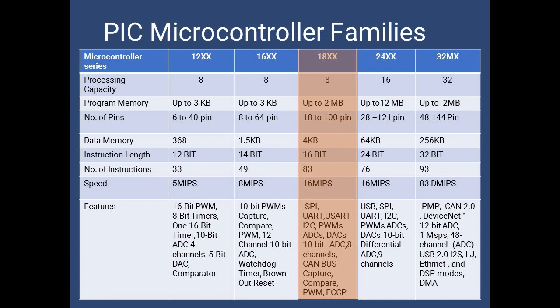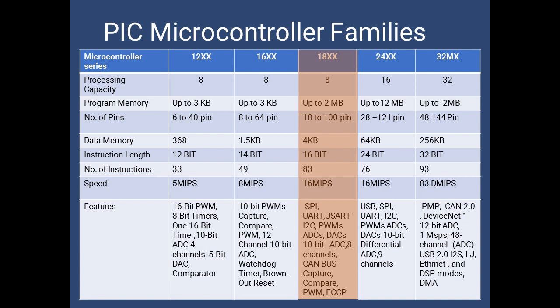Now, the speed also varies with the series. Here you can see that the first series has a speed of 5 MIPS. Then the next series has 8 MIPS. This is million instructions per second. 18 series has 16 million instructions per second, so it can execute up to 16 million instructions per second. 24XX series also executes 16 million instructions per second, but in the case of 32MX series, it can execute 83 million instructions per second.